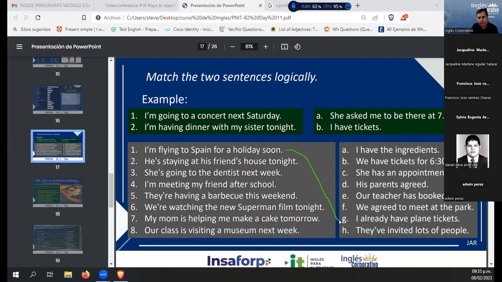Yes. No, hombre, una G le hubieras puesto a la par para no hacer tanto desmadre. Okay. She's staying at his friend's house tonight. How do you say staying? Se está quedando en la casa de, o se va a quedar. Se va a quedar en la casa de su amigo esta noche.